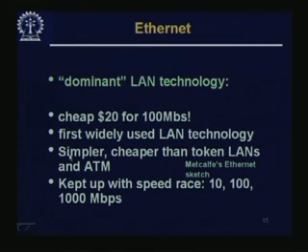It is the first widely used LAN technology, simpler and cheaper than token LANs and ATM. That is a very great advantage, and it kept up with the speed race of 10, 100 or 1000 Mbps. Ethernet started with 10 Mbps, then people went on to 100 Mbps, which is very standard today, and now people are talking about 1000 Mbps or 1 gigabit Ethernet, which has started making inroads into the backbones of LANs, and in a couple of years it will go into the desktop also, if it has not already. So, Ethernet really is a very widely used technology.